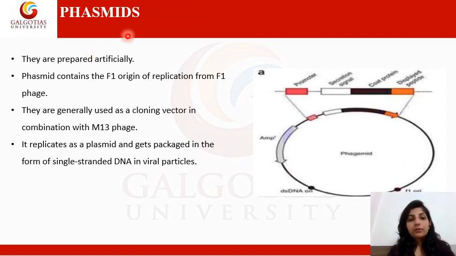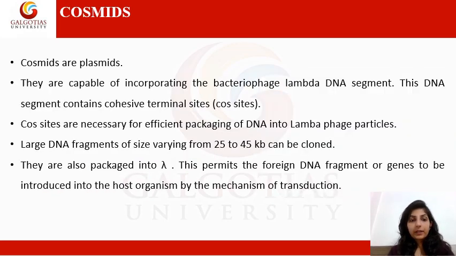Now we talk about phagemids. These are prepared artificially. This is the structure of a phagemid. It has a promoter, a coat protein, a secretion signal, and a displayed peptide. The phagemid contains the f1 origin of replication from f1 phage. They are generally used as a cloning vector in combination with M13 phage. It replicates as a plasmid and gets packaged in the form of single stranded DNA in viral proteins.